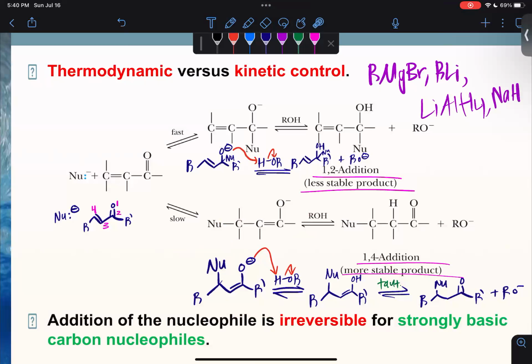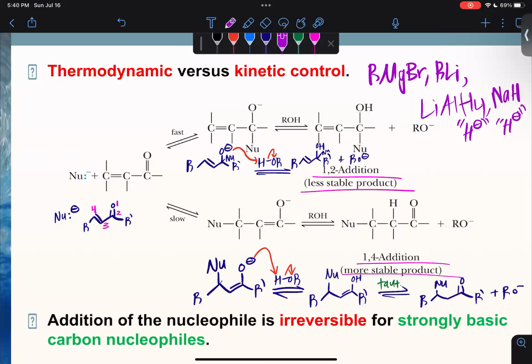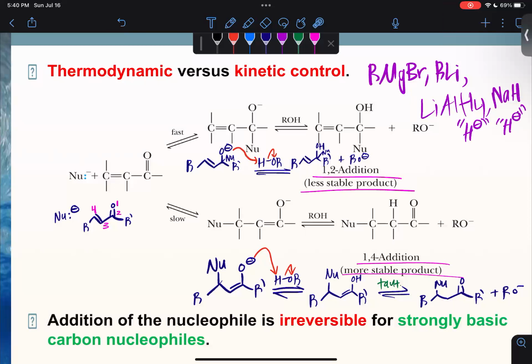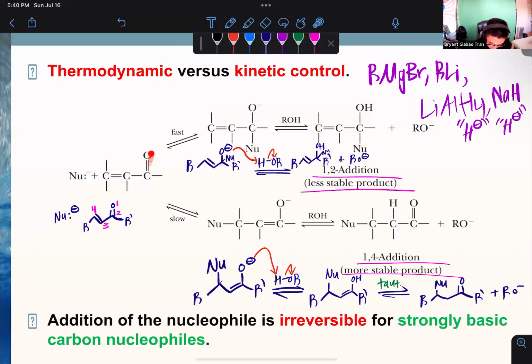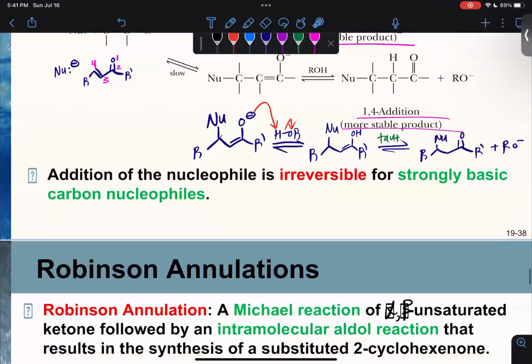LiAlH4 will just remove the double bonds, right? Yeah, it would just remove the double bonds and add hydrogens. Okay. And that's the same thing as NaH. Okay. And RMgBr, RLi will add R groups onto the second position. And it only does that to the double bond between the carbon and oxygen, not the double bond here. Okay. Because it's a 1-2 addition. Okay. That makes a lot of sense.